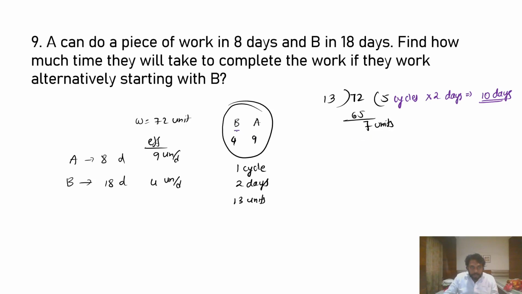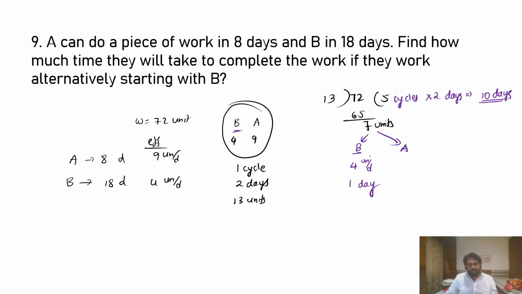New cycle starts with B. B's efficiency is 4 units per day. That means out of 7, B will complete 4 units and he will take one complete day here. Now how much work remaining again? 3 units remaining.